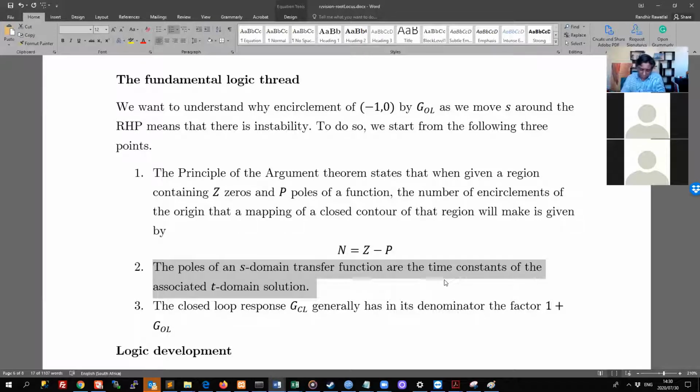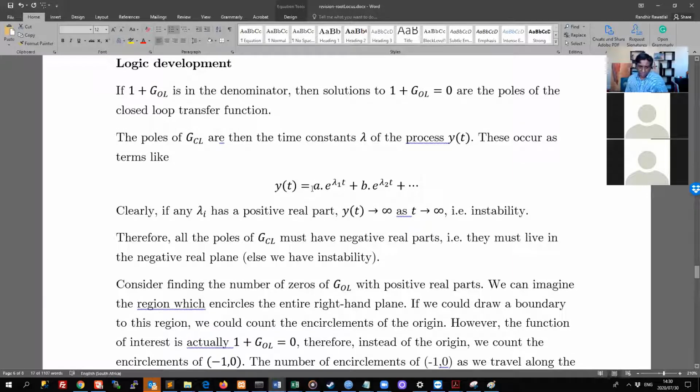So have a look in the notes about differential equations, and your solution is going to look like this, right? You are going to get a solution with time constants in it. So your lambda i's here are the time constants of your solution. And it turns out that the poles of your S domain are the time constants in your T domain.